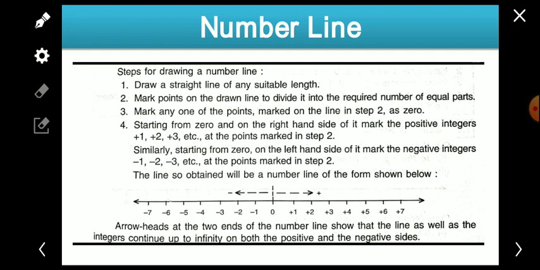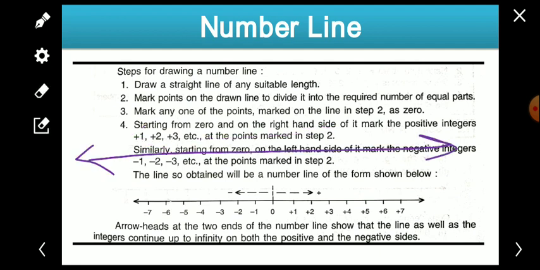We will follow steps to draw the number line. The first step is to draw a straight line of any suitable length. You can take the length, the measurement, whatever you wish. You can draw it longer or shorter, depending upon the requirement of the numbers to be represented on the number line. You will understand gradually, don't worry. At first we will draw the straight line of suitable length, as it has been drawn here.